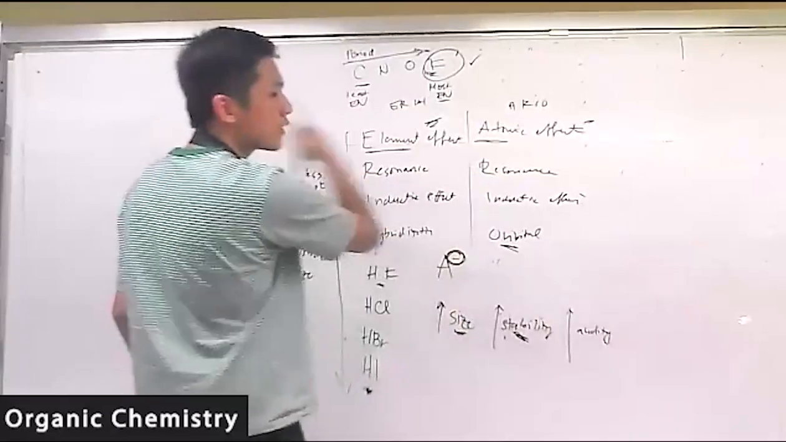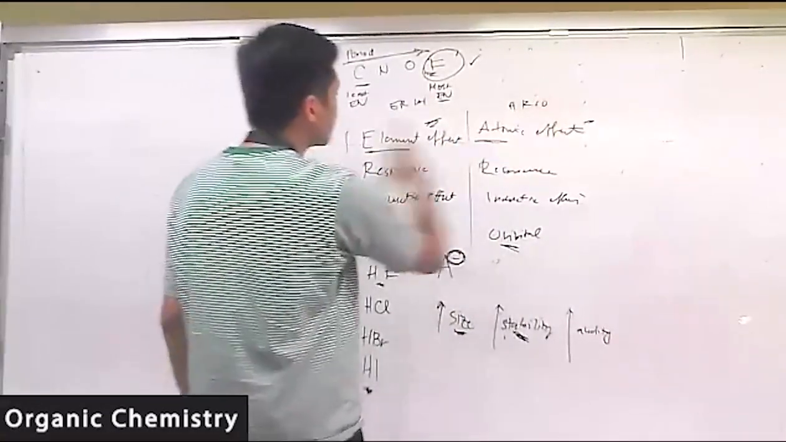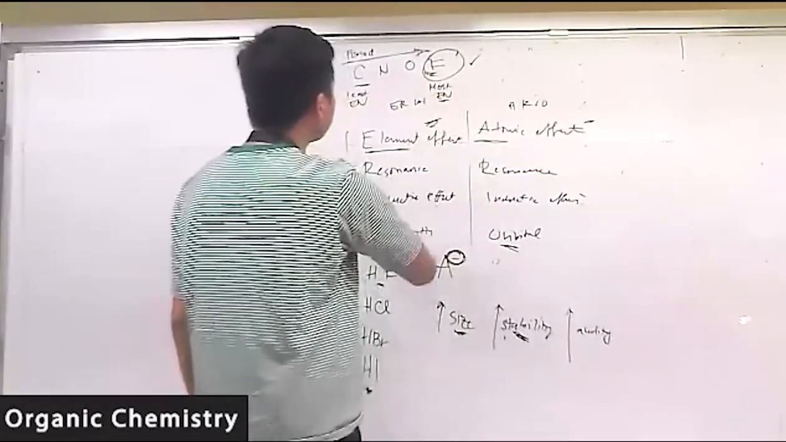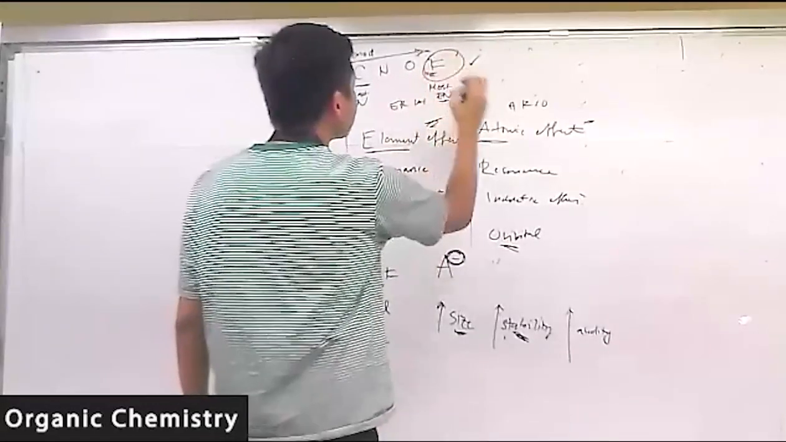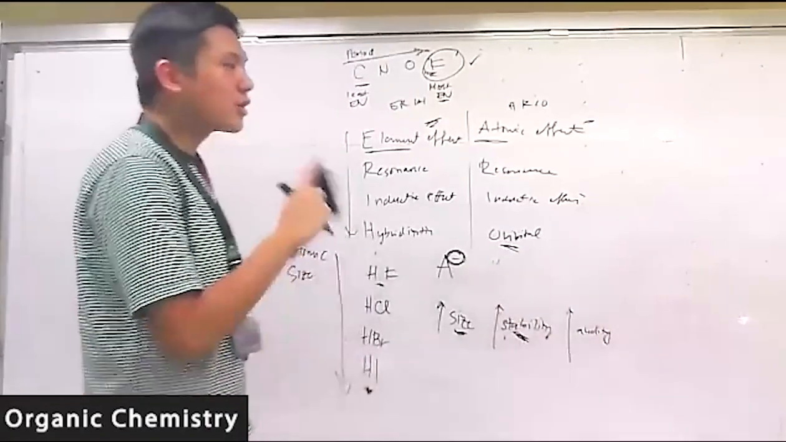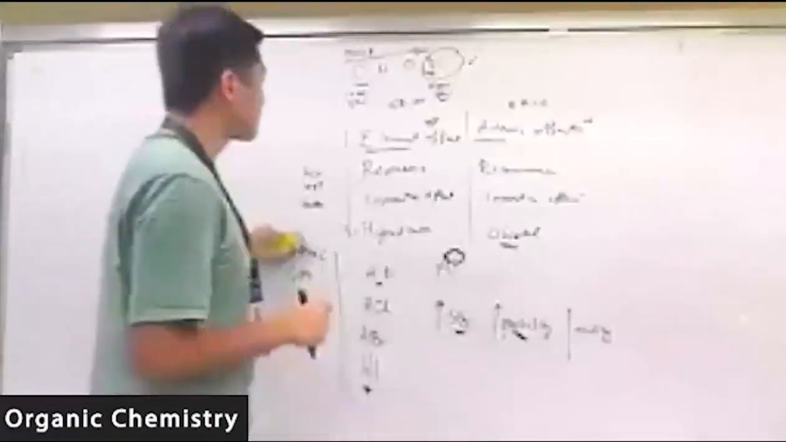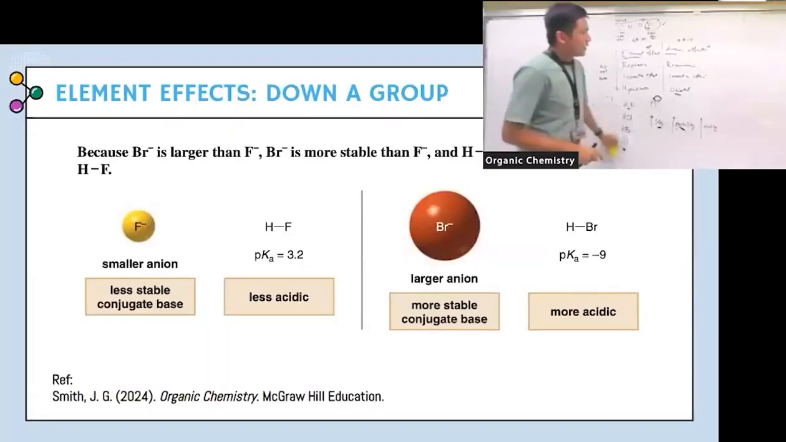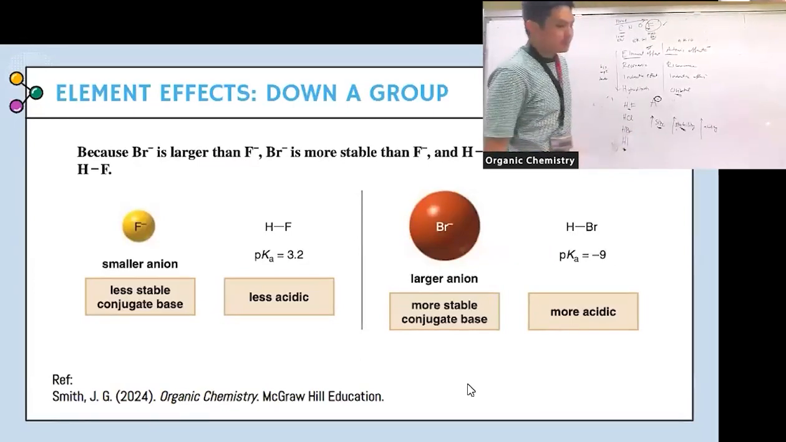As we go across a period in the periodic table, electronegativity increases, stability increases, hence acidity increases. So those are the two trends that you must look at, no? Next slide, please.